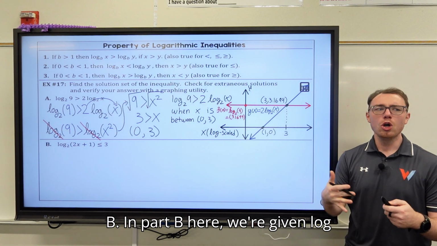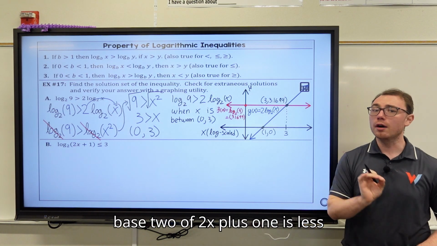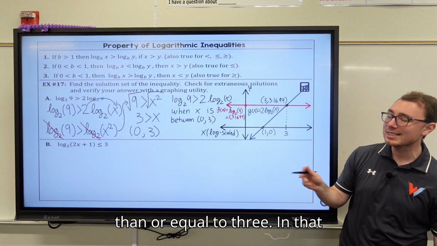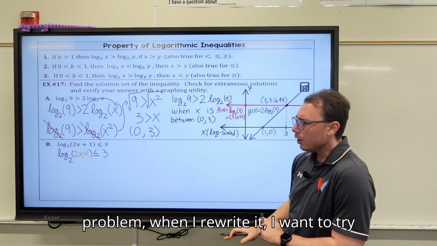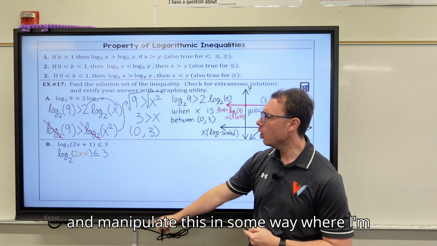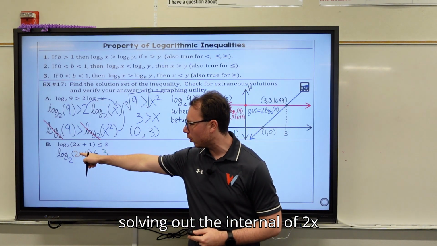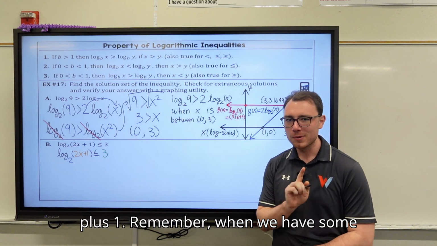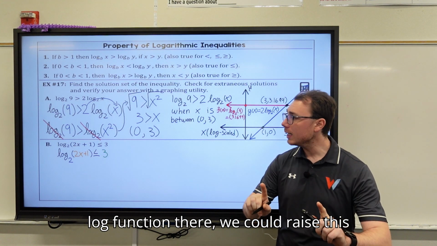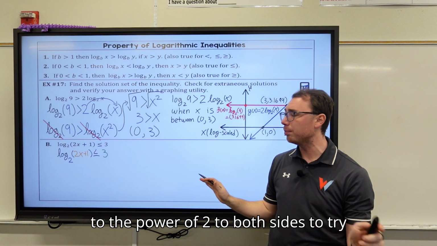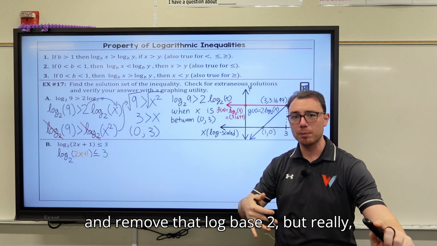In part B here, we're given log base 2 of 2x plus 1 is less than or equal to 3. In that problem, when I rewrite it, I want to manipulate this in some way where I'm solving out the internal 2x plus 1. Remember, when we have some log function, we could raise 2 to the power of both sides to remove that log base 2.